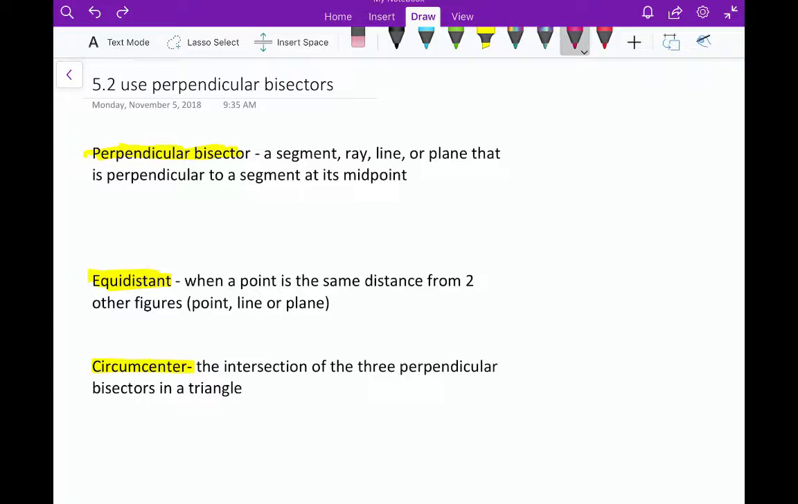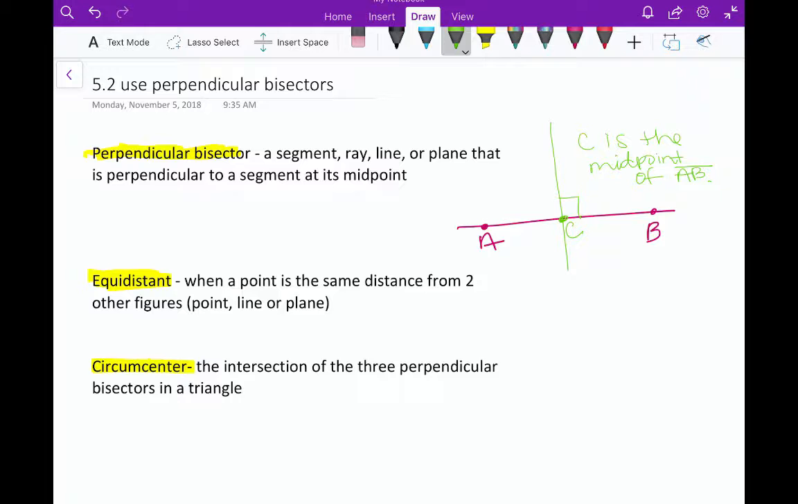This video is for Geometry 5.2 using perpendicular bisectors. So this is a review, but a perpendicular bisector is a segment, ray, line, or plane that is perpendicular to a segment at its midpoint. So if I have a segment here, AB, a perpendicular bisector is, for instance, a line that goes through AB, intersecting at a right angle, and the intersection must be the midpoint. So C is the midpoint of AB. So that is what a perpendicular bisector is.